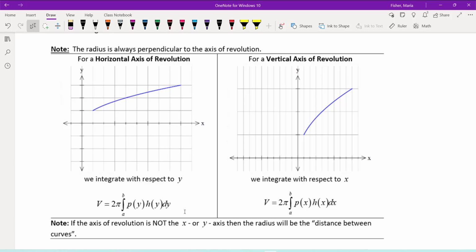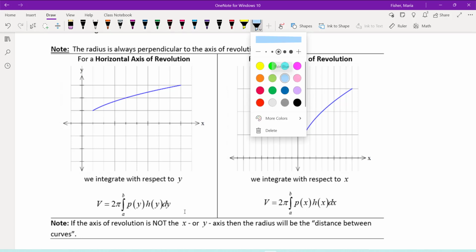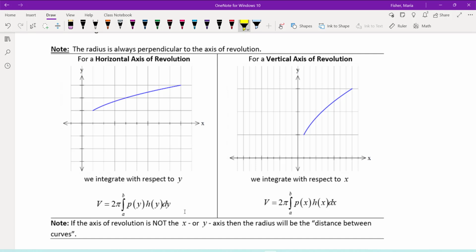and then we'll look at problems involving the shell method. Just like last time, we're going to have revolving around a horizontal and a vertical axis of revolution. And as we said before, the radius is still always going to be perpendicular to that axis of revolution. The difference though now is that if you have a horizontal axis of revolution, for the shell method, you integrate with respect to y, not x. So our formula is going to be 2 pi times the integral from a to b of your radius, which is going to be something of y, and then a height, which is also going to be something of y.